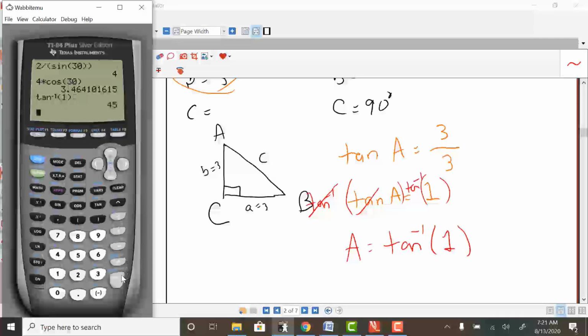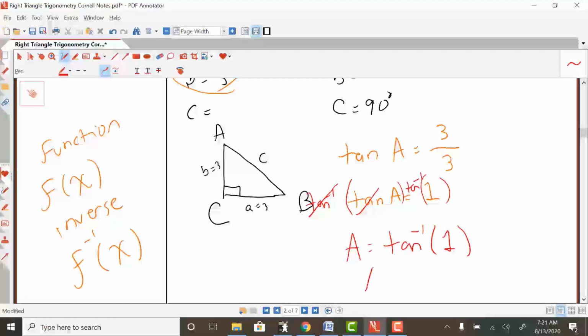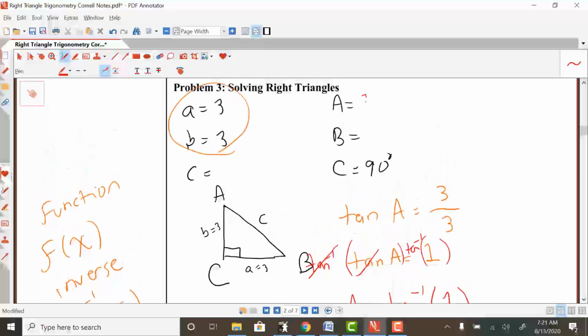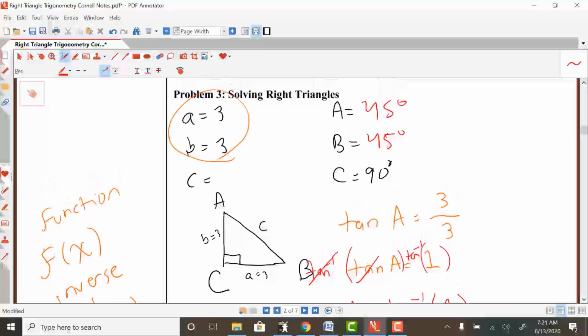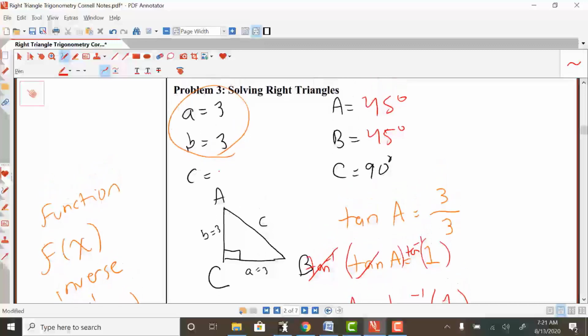It's a 45-degree angle. Now, those of you that are sharp on your geometry, you would have automatically caught this and said, oh yeah, it's a 45, 45, 90. Boom, it is. Okay, so A is 45 degrees, and therefore B is 45 degrees. But we're not done solving this right triangle because we're going to find the value of little c.